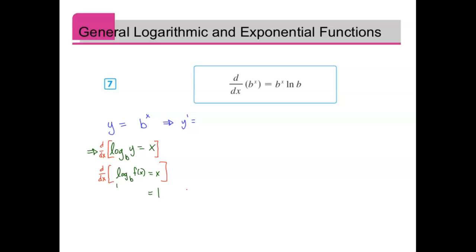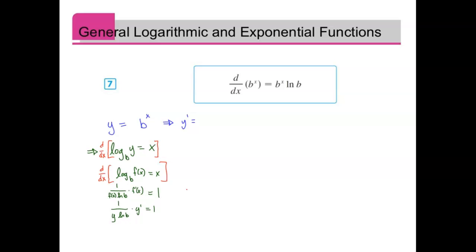So it's going to be 1 over f of x, natural log of b, times f prime of x. Right, so this is the derivative of the outer function. Instead of x, I have f of x, and then I multiplied by the derivative of the inside function. All right, so now let's go back to terms of y. So I have 1 over y, natural log b, times y prime equals 1.